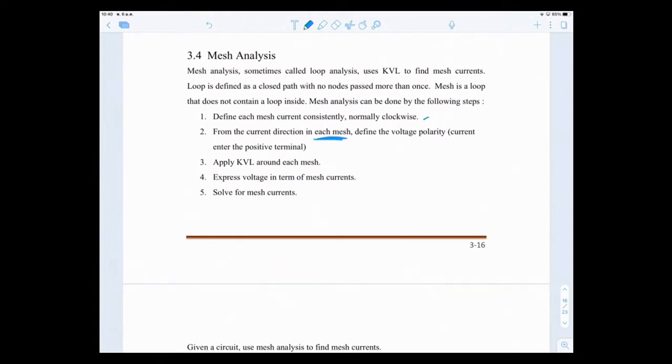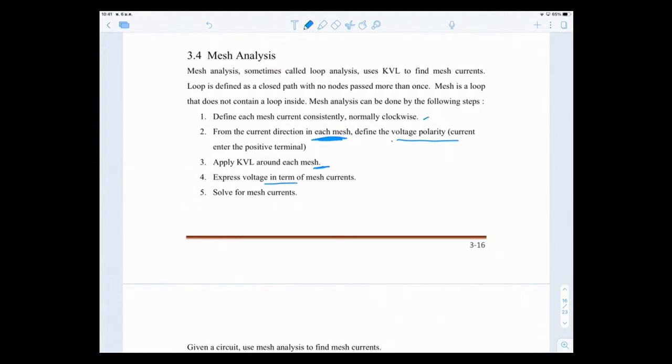From the current direction in each mesh, define the voltage polarity, as in current enters the positive terminal of the voltage drops. Step 3, apply KVL around each mesh. If you do mesh 1, current I1, just write down KVL for I1. You go to the next mesh, I2, and write down KVL for mesh I2. Then you express the voltage.